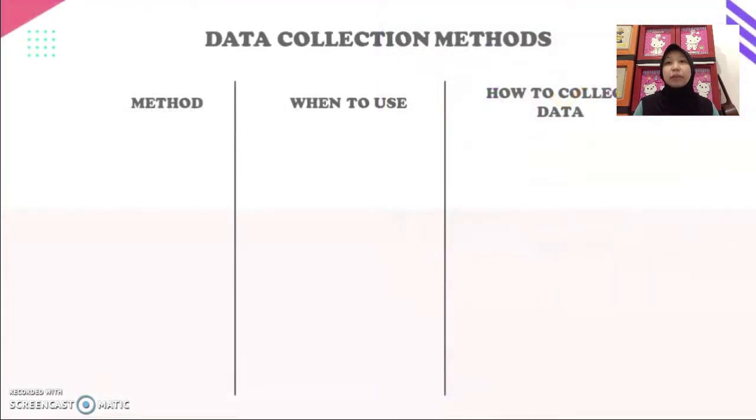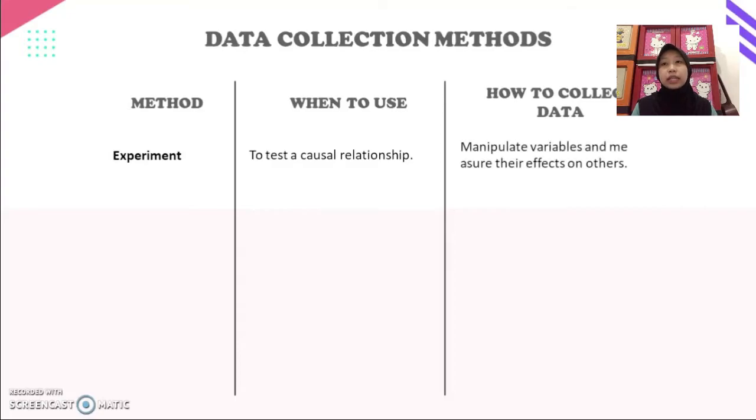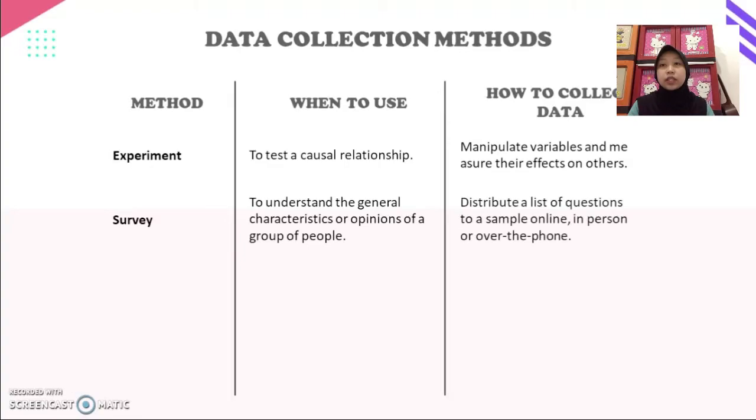Here are some data collection methods. First, experiment. We use experiment to test causal relationships. And how to collect data with experiment is to manipulate variables and measure their effects on others. Second, survey. We use survey to understand the general characteristics or opinions of a group of people. And how to collect data with survey is to distribute a list of questions to a sample online, in person, or over the phone.